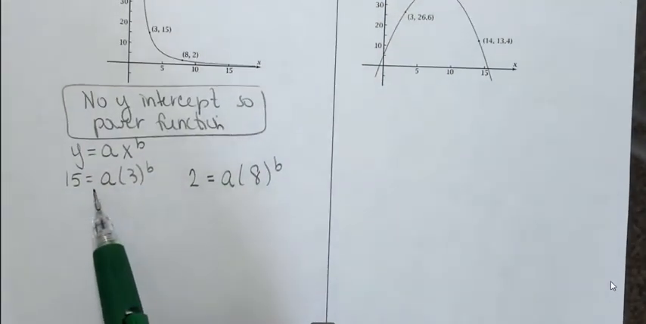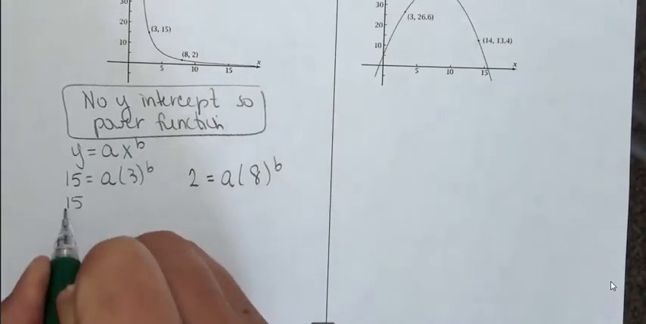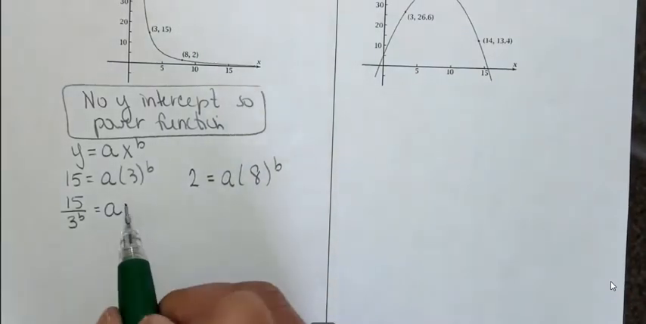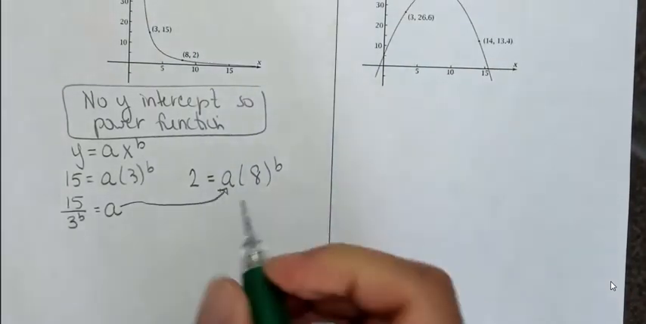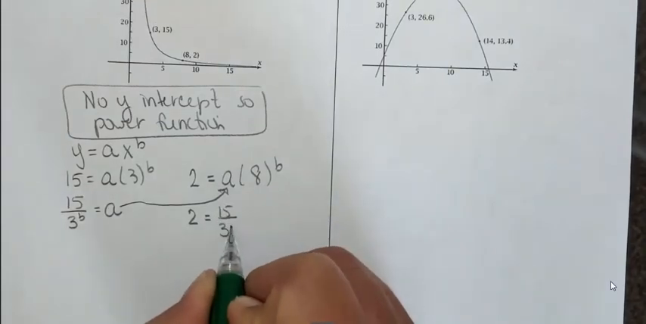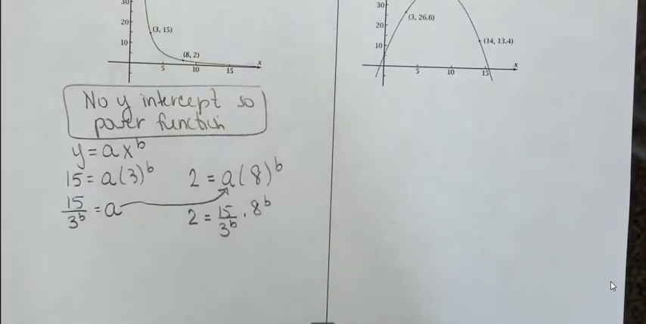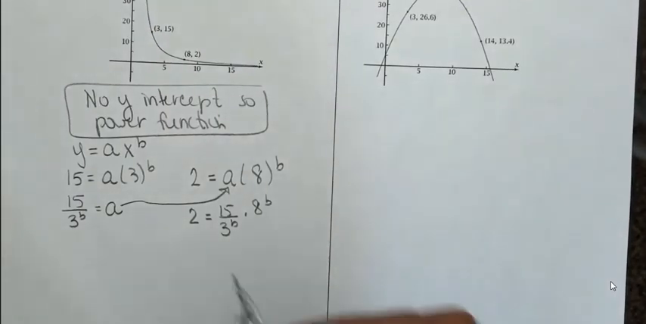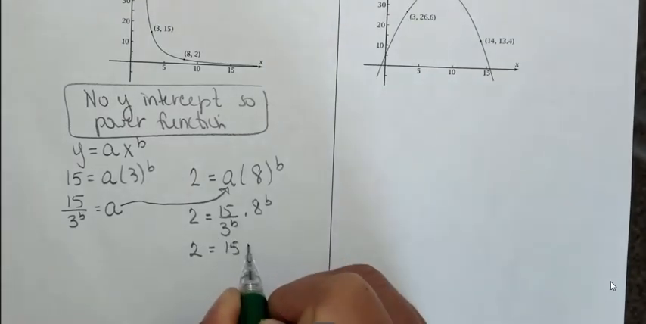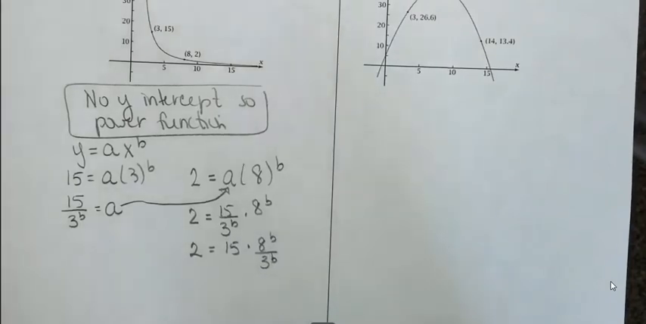So I'm going to solve one of these for a. I'll go ahead and do this one. So 15 divided by 3 to the b equals a. I'm now going to take that value and plug it in here. So I get 2 equals 15 over 3 to the b times 8 to the b. And I'll go a little slower on this one. So this is 2 equals 15 times 8 to the b over 3 to the b.